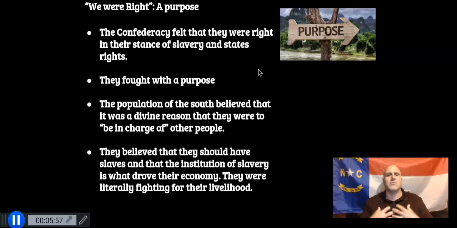They used God as a divine reason to be in charge of other people. They should have slaves. There's nothing wrong with having slaves. This is what the Southerners thought. This is what they believed. They believed it with their heart. They believed it with their brain. So when they came to fight in this war, it was really, what do they say? If you have nothing to fight for, right?